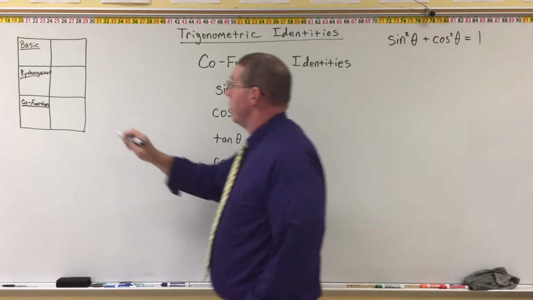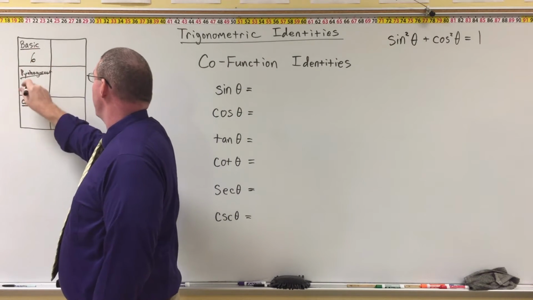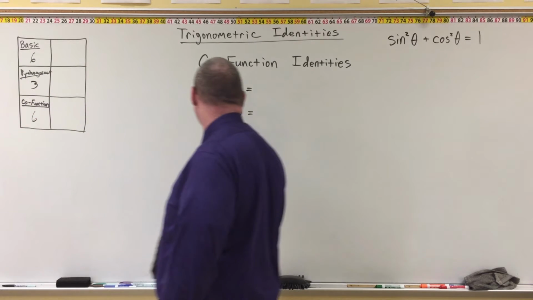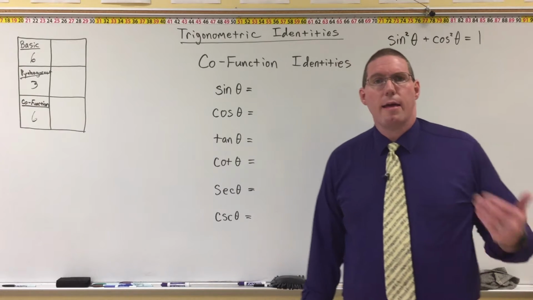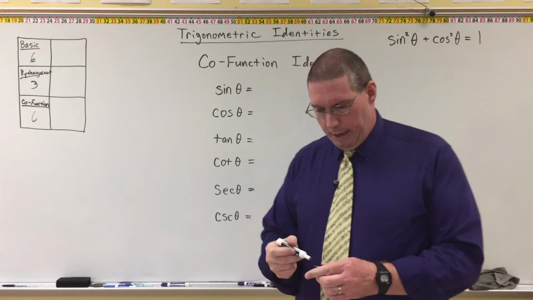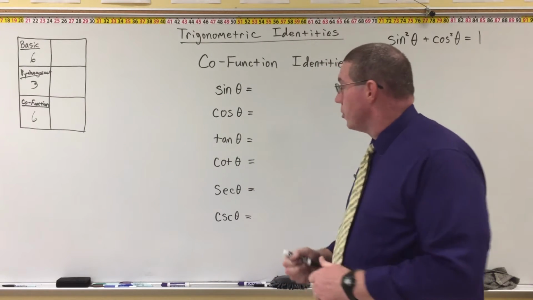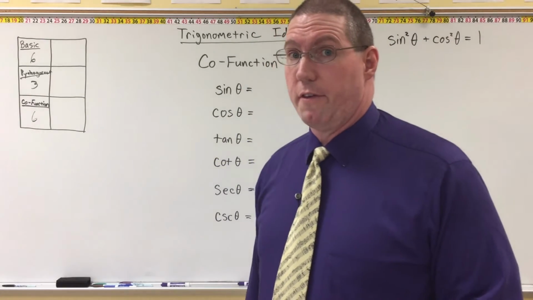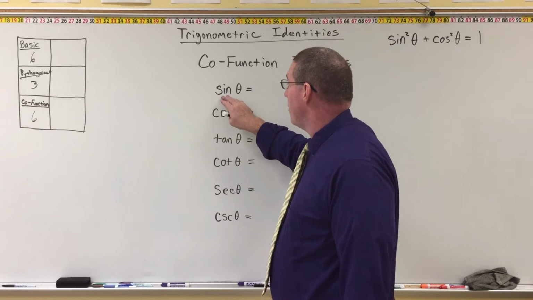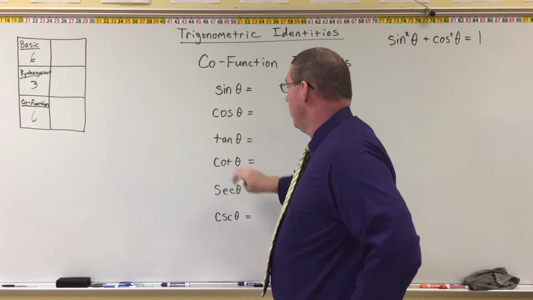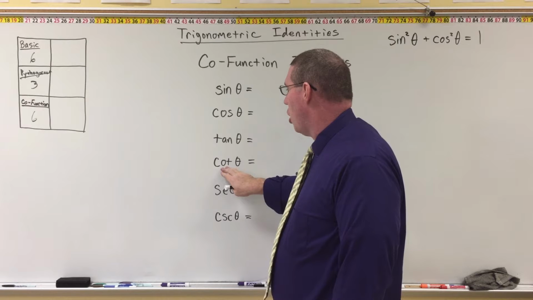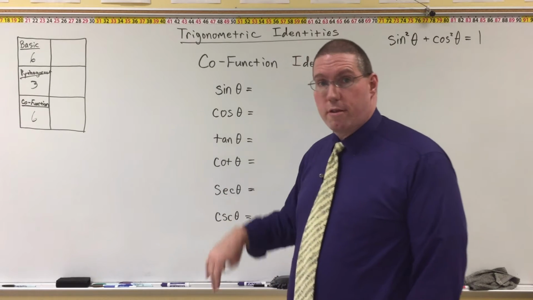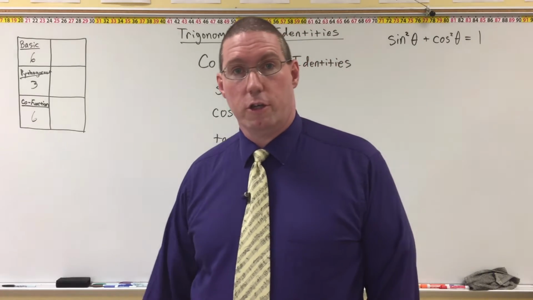Okay, so let's see, there were 6 basic identities, 3 Pythagorean identities. There are 6 co-function identities. Now, when I say co-function, I want you to think about it this way. There's a function, and then there's that same function with the word co in front of it, right? There's sine, and there's cosine. There's tangent, and there's cotangent. There's secant, and there's cosecant, right? That's what I mean by co-functions.